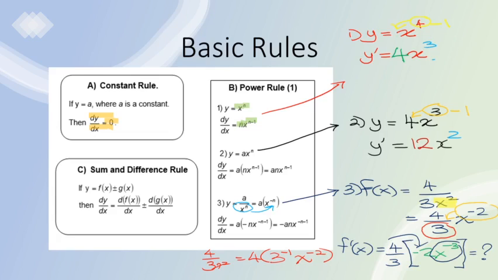Okay, for B, power rule. This one is y equals x to the power n. So dy/dx or y prime: first we move the power to the front, so n, and then copy x, and then the power must be minus 1. So we get n x to the power n minus 1. Okay, example.